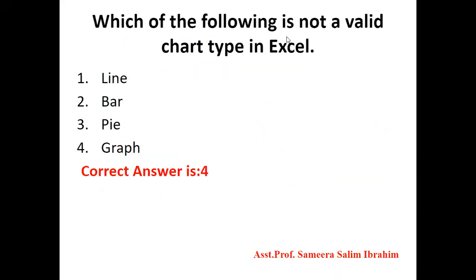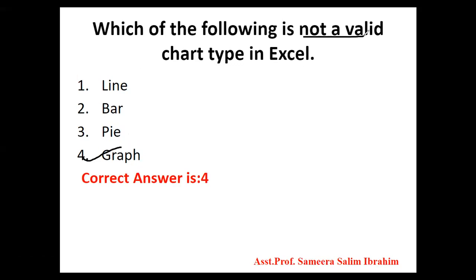Next question. Which of the following is not a valid chart type in Excel? Valid chart type means what is there in Excel. A line chart is there in Excel, a bar chart is there, a pie chart is there, but a graph kind of chart is not there at all. Graph is not a chart type; there is no mention of a graph type chart in Excel. So the correct answer for this question will be graph, because it says not a valid chart type. You should not get confused with the word not. Graph is not a valid chart type. Okay.